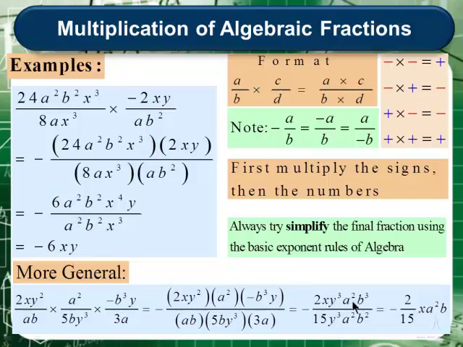If we apply our exponent rules now, the quotient rule, we see immediately that we have some cancellation and reduction in the normal way, and we finally have the product in this case to be minus 2 divided by 15 times x a squared times b. Just check that you agree with this.